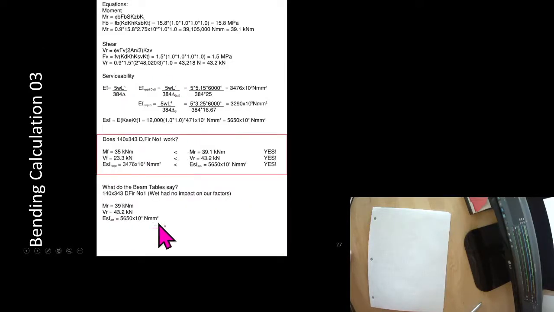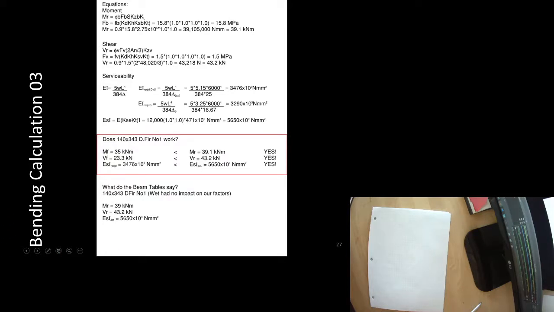So here's that all worked out again. Just a quick note on that one. If we went to the beam tables, remember that the fact that Douglas fir number one was wet gave us zero changes in our factors. Every single factor was one. Look what the beam tables say for that Douglas fir beam: 39, 43.2, 5,650, which is exactly what we calculated.